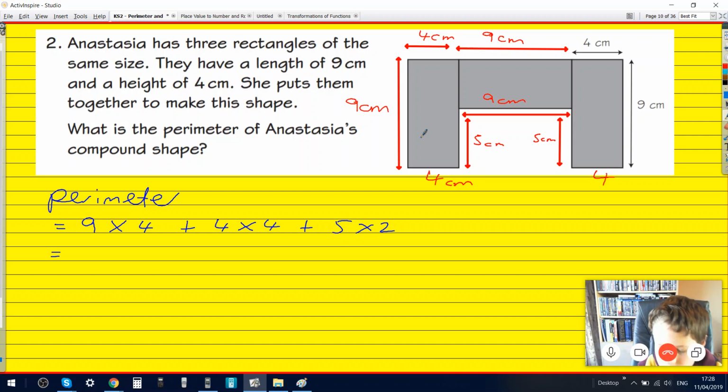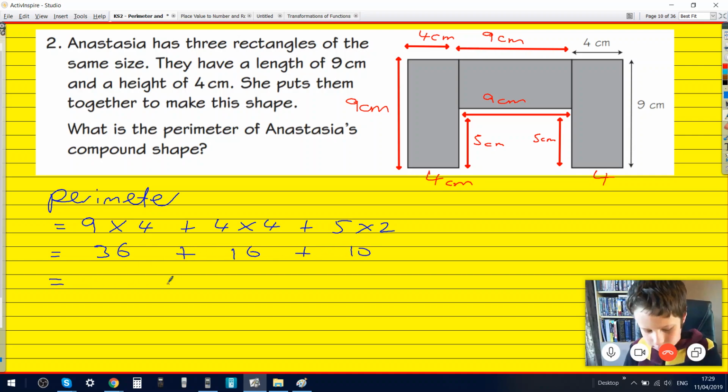Okay, I just did it on paper and I got an answer of 62. The way I did it was there's 4 9s, so I did 9 times 4. There's 4 4s, so 4 times 4, and there's 2 5s, so 2 times 5. And just do each one separately. And I got the same thing, 62. So whichever way you prefer. Okay. Any questions there? Nope, I don't have any. Okay.